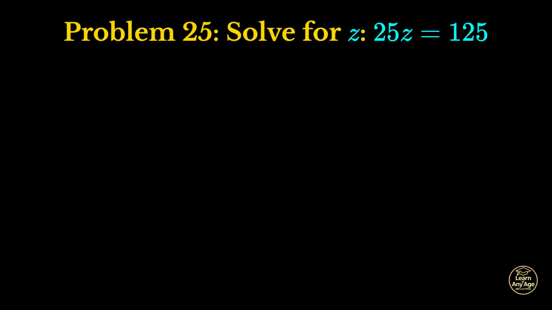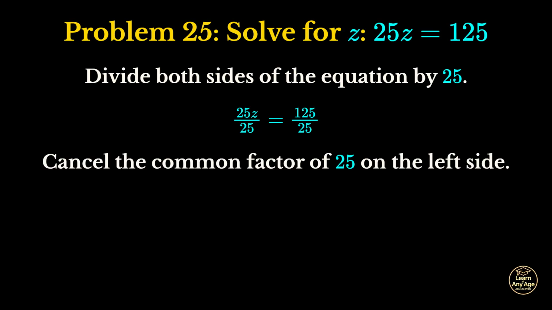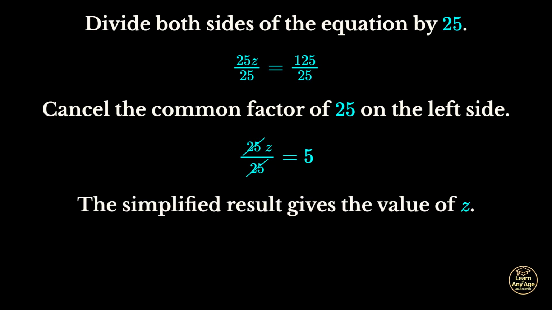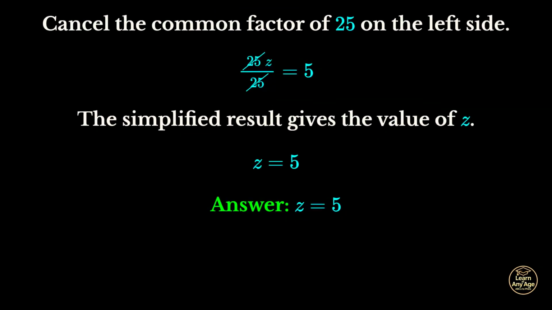Problem 25, solve for z. 25z equals 125. Divide both sides of the equation by 25. 25z over 25 equals 125 over 25. Cancel the common factor of 25 on the left side. 25 cancelled out, z over 25 cancelled out equals 5. The simplified result gives the value of z. z equals 5. Answer, z equals 5.